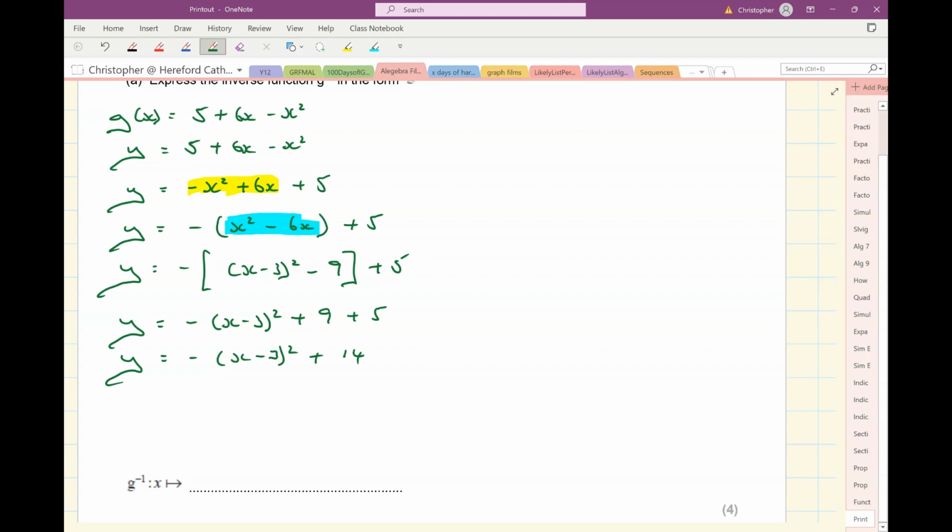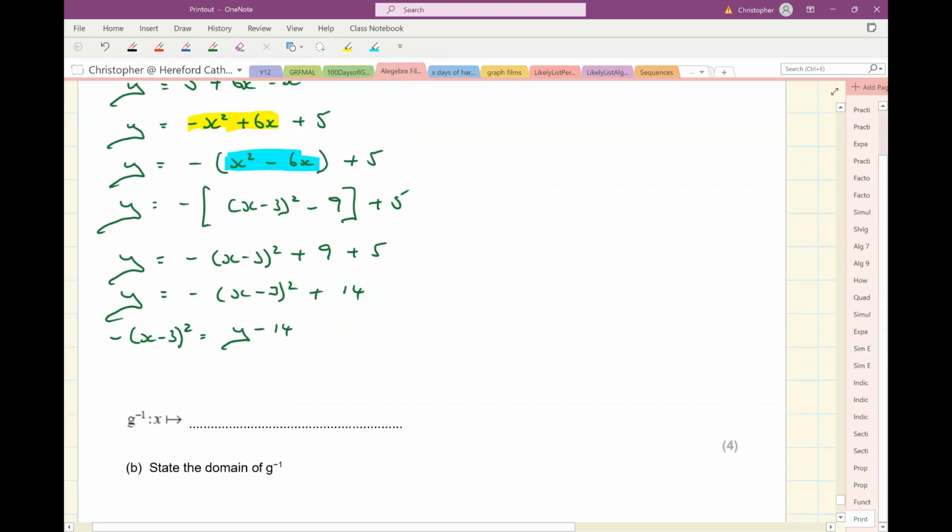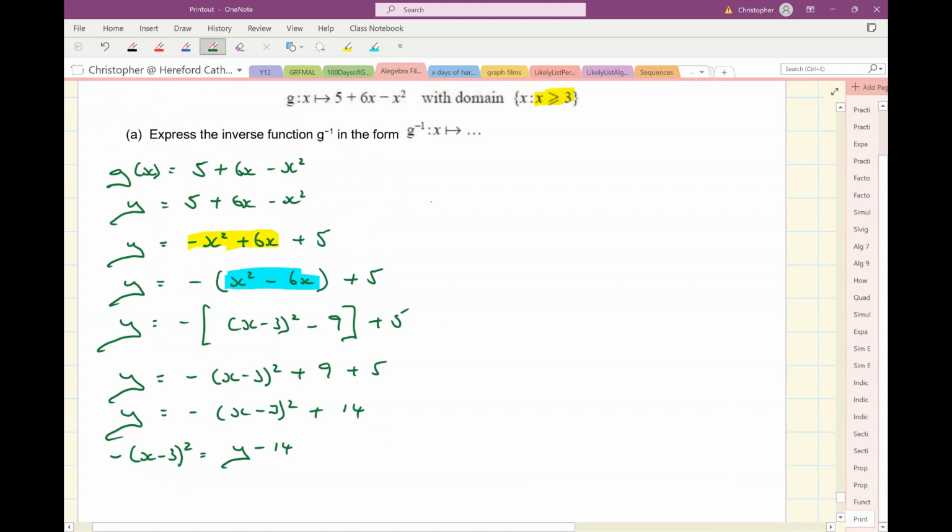So what I'm going to do is subtract 14 from both sides. That's going to give me minus (x minus 3) squared equals y minus 14. Let's multiply both sides by minus 1. That'll make it easier. It's going to give me, if I multiply the left by minus 1, I get (x minus 3) squared, and on the right, I get 14 minus y.